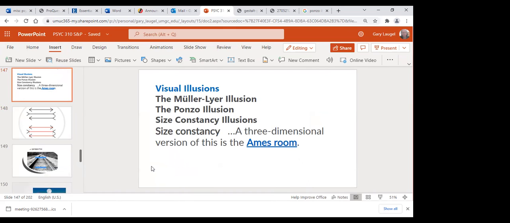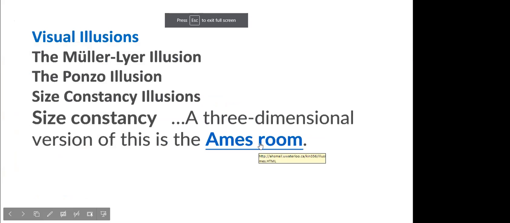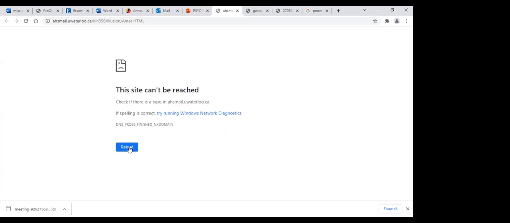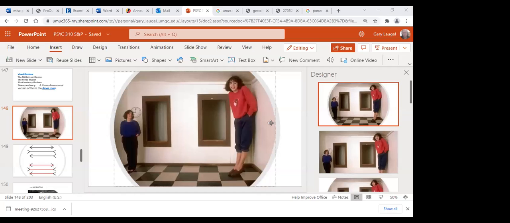So they're basically situations where size constancy breaks down. Maybe you've seen the famous Ames room, where people appear to be different sizes based on their distance. Oop, got to see that. Can't see that one right at the moment here. There's the Ames room, right?